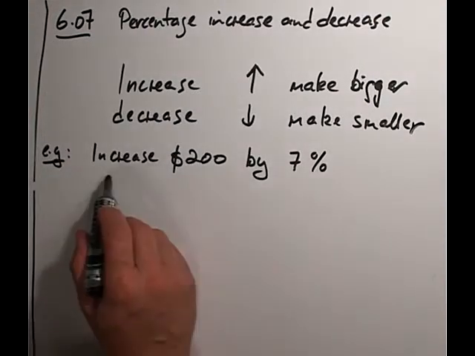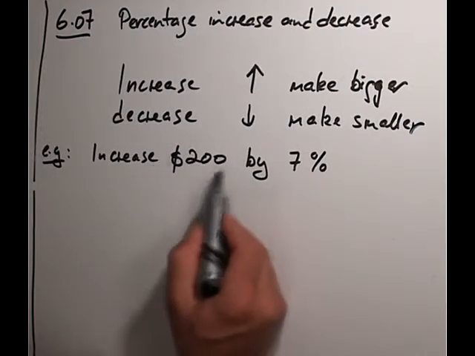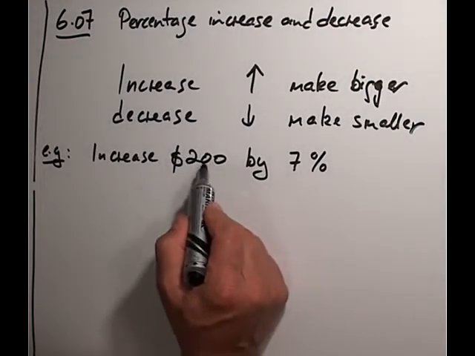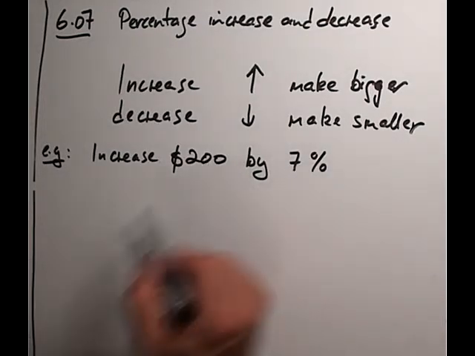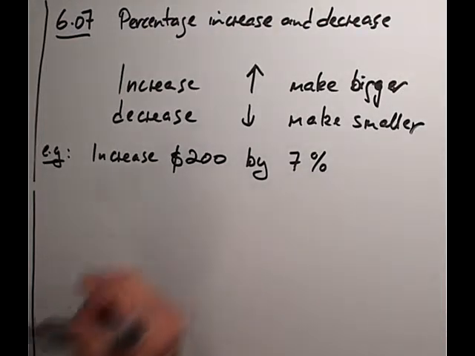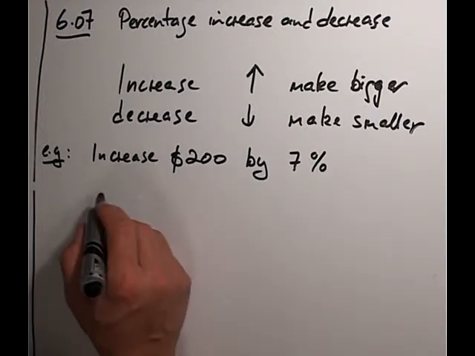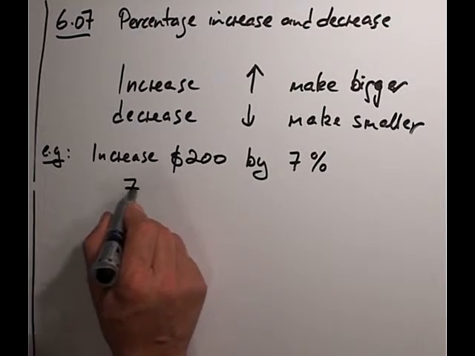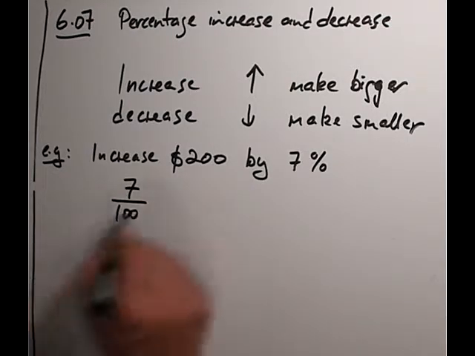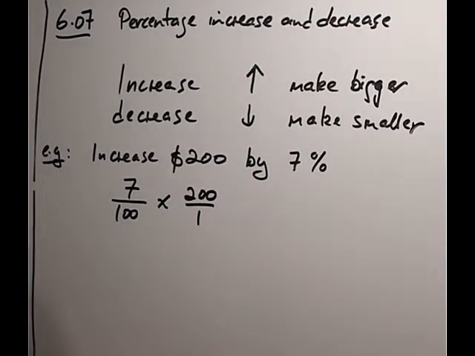Let's say we're asked to increase $200 by 7%. So I've got $200 and I want to increase this $200 by 7%. How do I do that? Well, logically, work out what is 7% of the $200 and then you add it to the $200. That's increasing the 200 by 7%. So let's work out what's 7% of 200. Well, 7% can be rewritten as 7 over 100 of $200. So what's 7% of $200 is written as 7 over 100 times 200.